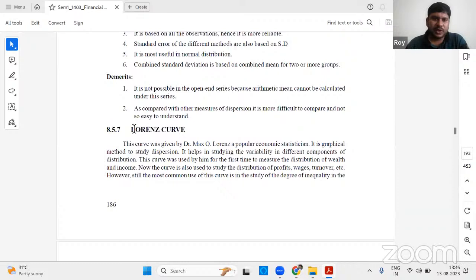Next, the Lorenz curve. What is this? This curve was given by Dr. Max Lorenz, a popular economic statistician. It is a graphical method to study dispersion. We are going into another part now, studying dispersion. It helps in studying the variability in different components of a distribution. Say, dispersion means what? Another word we used for it.